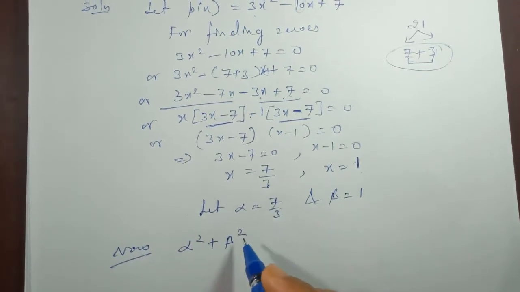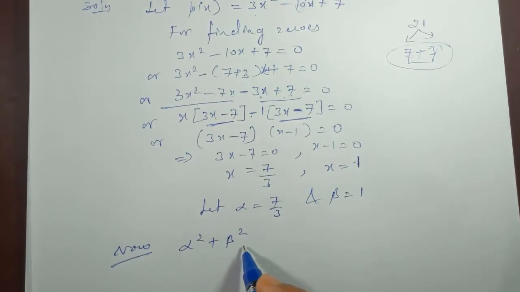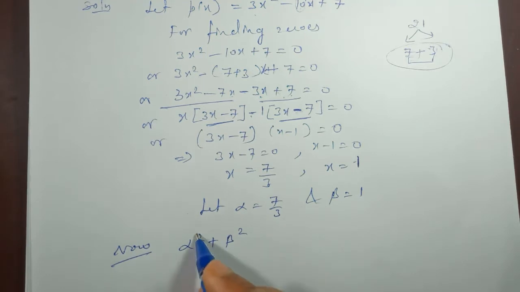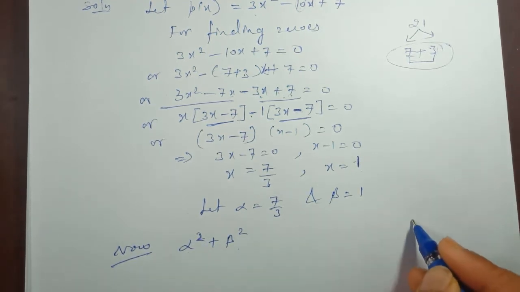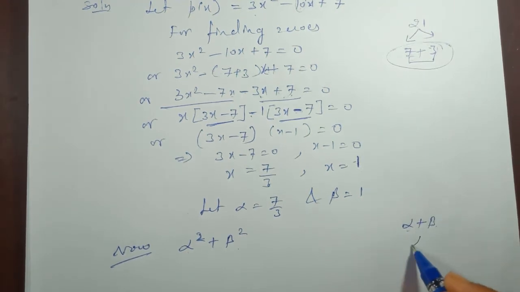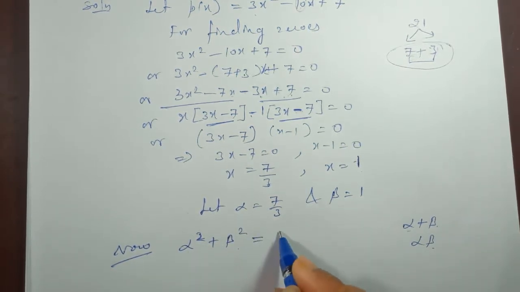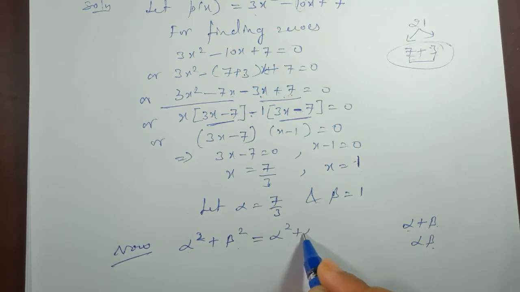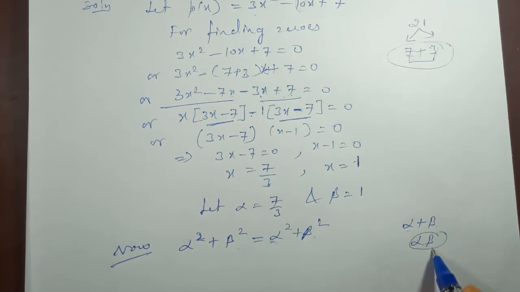Now we have to find the value of alpha square plus beta square. One relation we know is that the combination of alpha and beta gives the sum of zeros and the product of zeros. So first of all we have to change it into this form. Both of them are in combination form, and we have to take the multiplication.